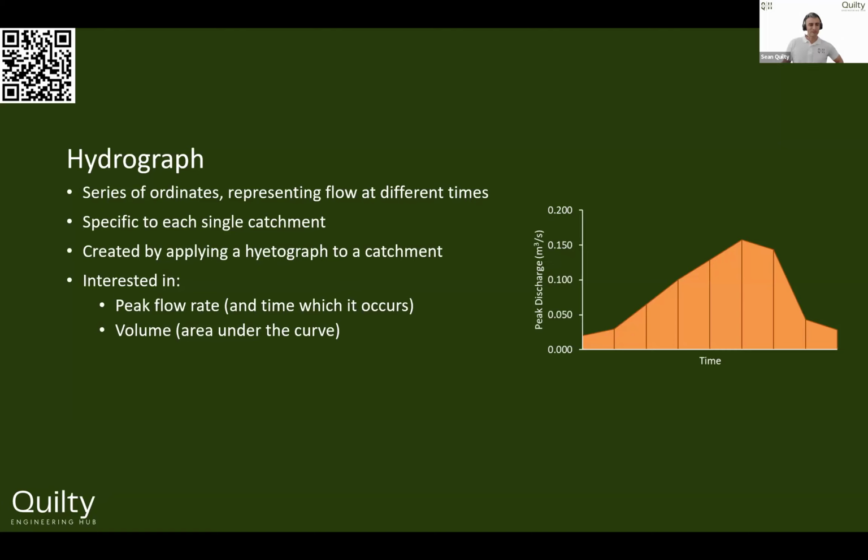So a couple of things that we're really interested in, typically it's that peak flow rate. So when does the peak discharge, the most amount of water, run off the catchment? We want to know how much that is, the value of the peak discharge, but also the timing as well. When does it actually occur? And the other thing that's pretty important to understand is the volume, the sheer volume of water that's going to be running off for any given design flow.